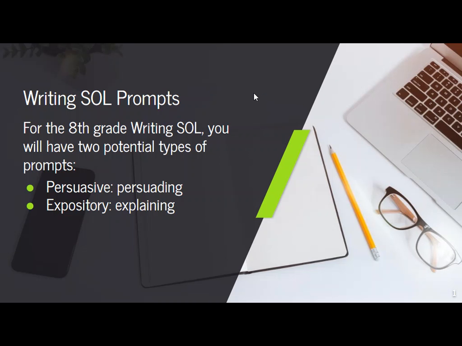For the 8th grade writing SOL in a traditional setting, you only have two potential types of prompts, and that is persuasive, which would be persuading, and then expository, which is explaining. The next time you take a writing SOL will be in 11th grade, and that's called the end of course test. And on that test, you will only have a persuasive essay option.